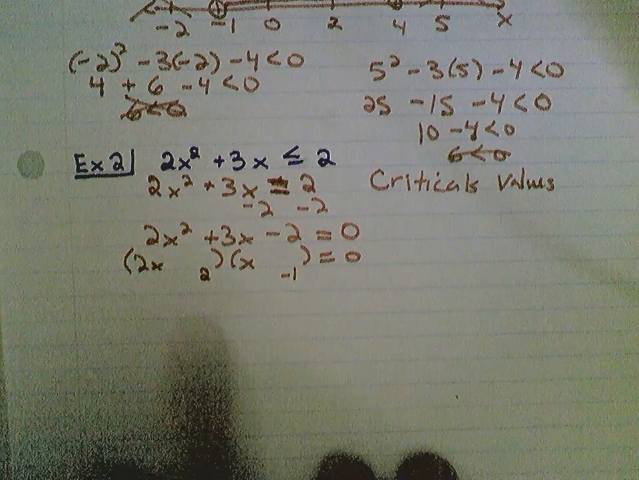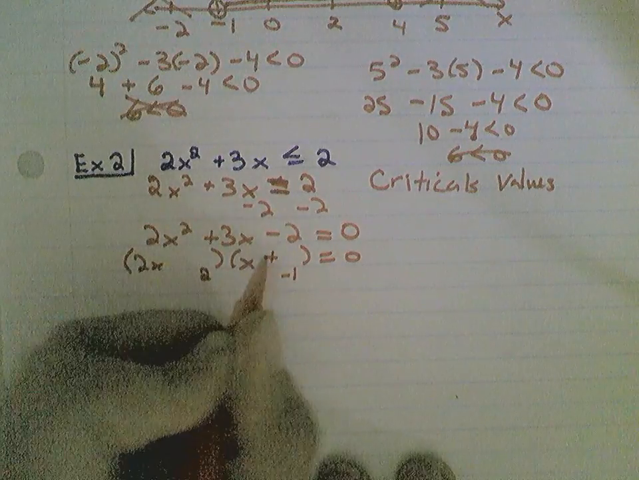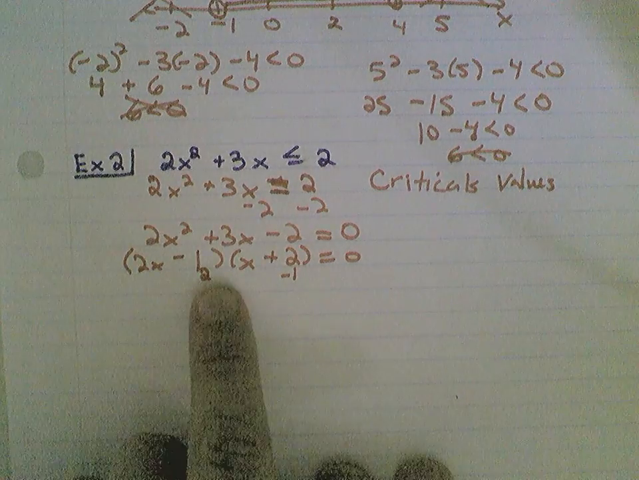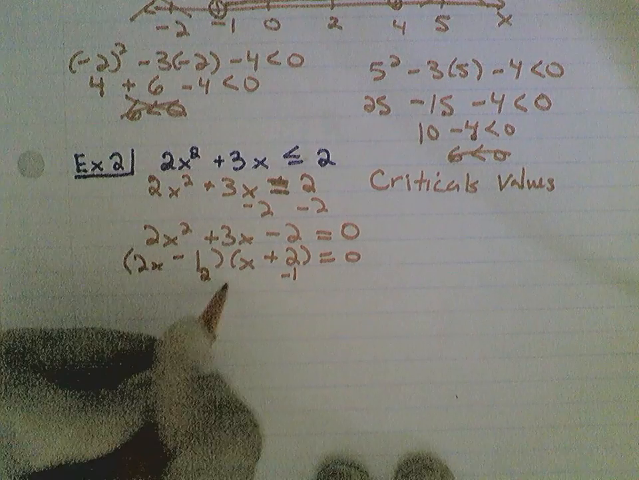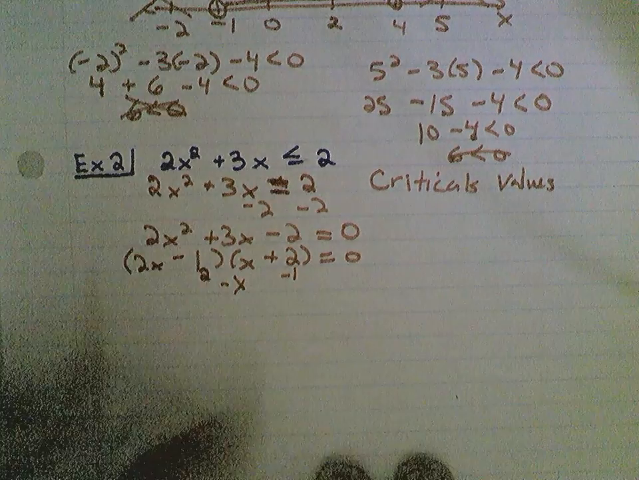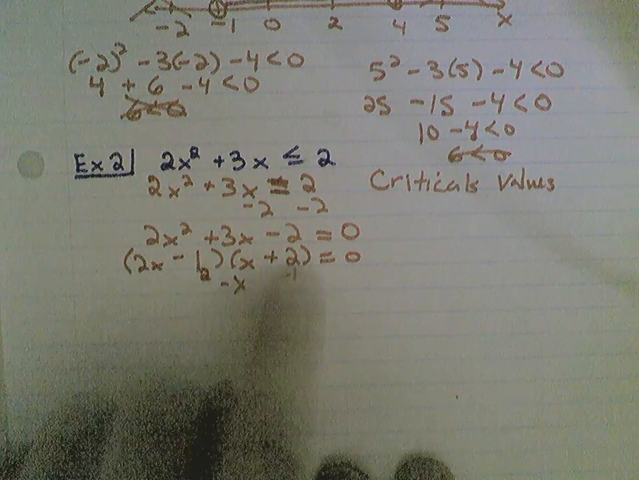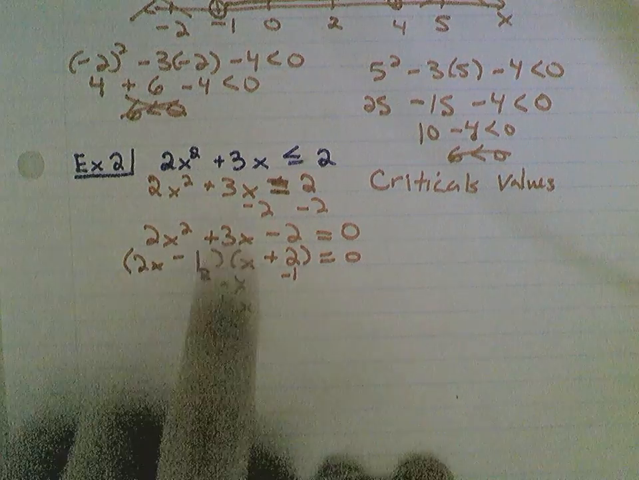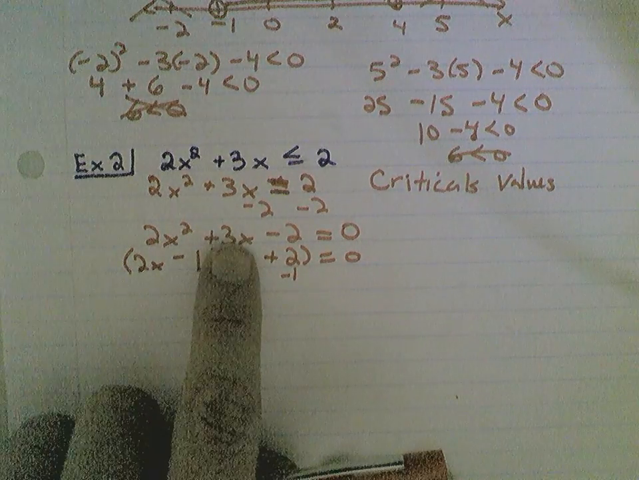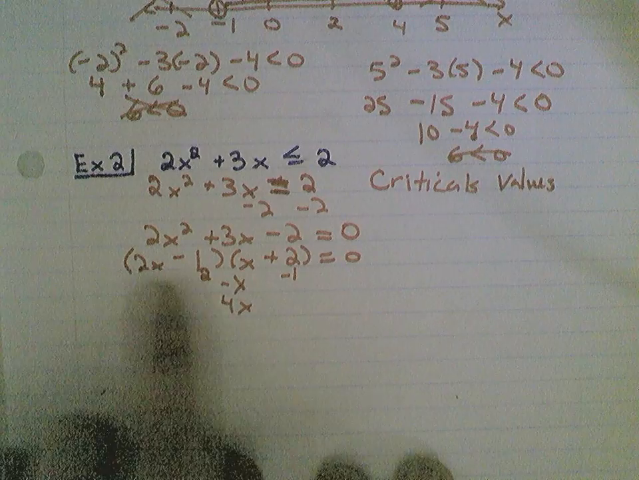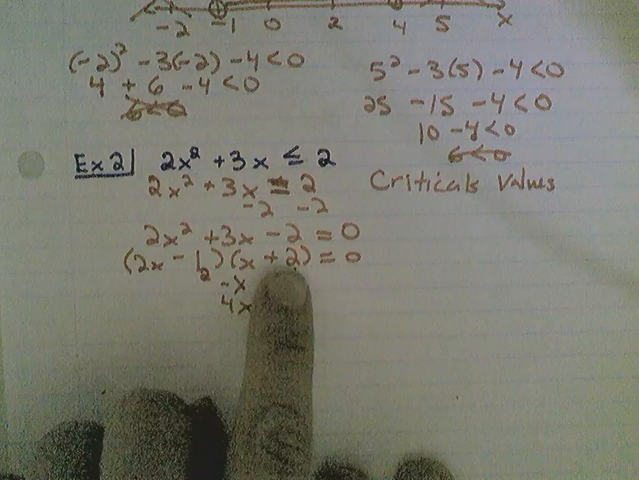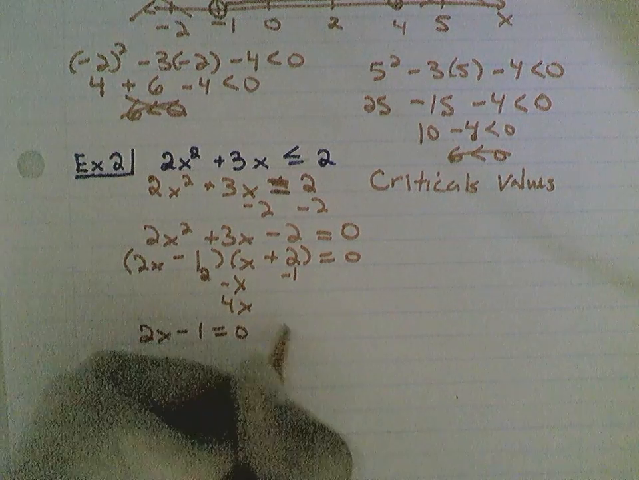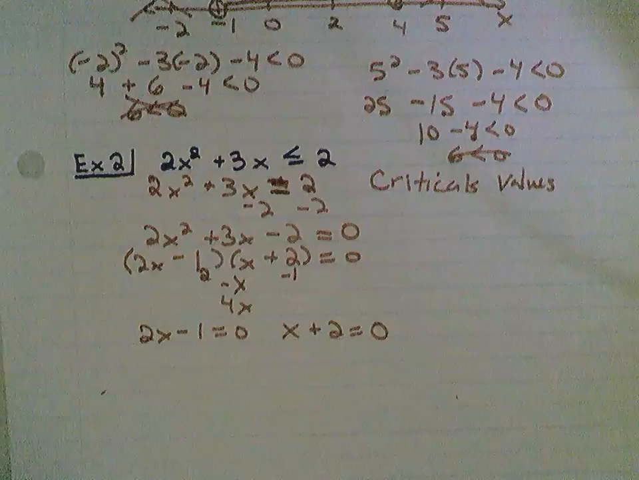So instead of putting them in this order, what I actually need to do is put the plus 2 on the right and the negative 1 on the left. Now when I multiply the inner two, that gives me a negative 1x, and if I multiply the outer two, 2x times 2 is 4x. If I combine those, I would indeed get the middle term, 3x. So now that I have this factored as 2x minus 1 times x plus 2 equals 0, I can rewrite this as two separate equations, and then all I have to do is solve those two equations.